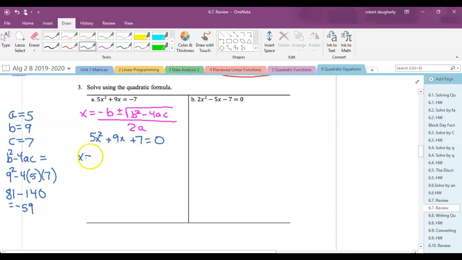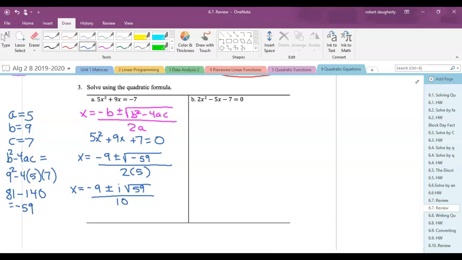So x is going to be equal to negative b plus or minus the square root of b squared minus 4ac, which is negative 59, all of that divided by 2a. It is 2a, sorry, which is 2 times 5. So this is x equal negative 9 plus or minus the square root of negative 59. That's going to be the square root of 59 times i, all of this over 10, okay? And that does not reduce any further than that. So you can leave your answer like this.